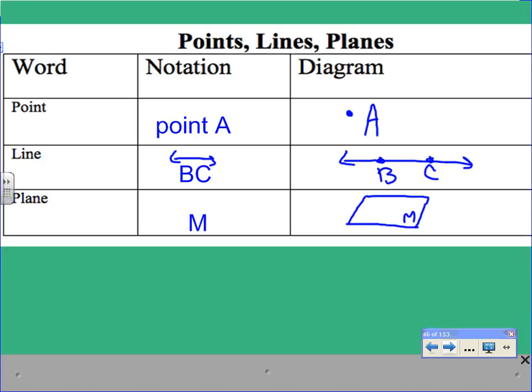Okay, and then the last one is a plane, which I always describe kind of as a piece of paper. So if this was our plane, it's a flat surface. You will name a plane typically by 3 letters, but your book uses 1 letter. When you get to geometry, you'll name it by 3 letters that are on the plane, but are not on the same line, which is called non-collinear. Mr. Warnock will explain that to you in 2 years.